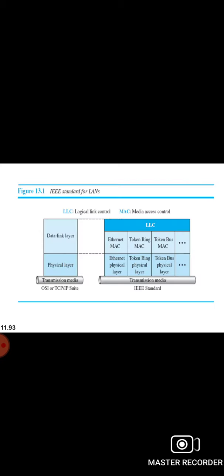In the MAC sublayer of standard Ethernet, the MAC sublayer governs the operation of the access method. It also frames the data received from the upper layer and passes them to the physical layer.